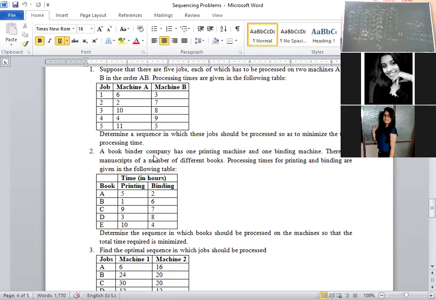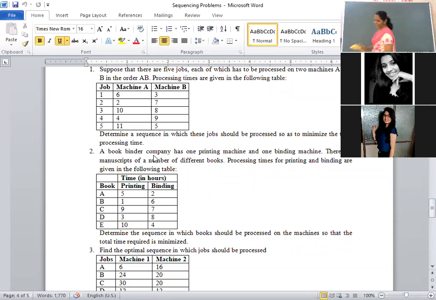Any query? Anybody is having any query? Understood? At least? Yes, ma'am. Okay. We will solve 1 or 2 problems, then you will get an idea. Maybe this is the first problem. Please go through the procedure, then only you will understand.